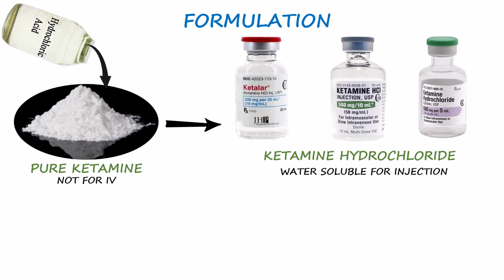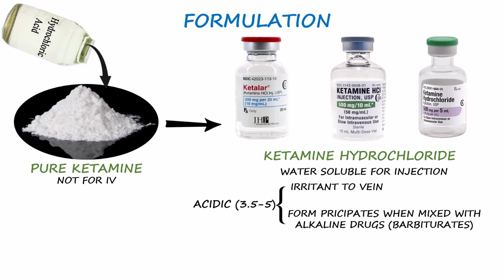Commercial ketamine preparations typically include benzethonium chloride as a preservative. This solution is usually acidic, with a pH between 3.5 and 5.5. Because of its acidity, rapid intravenous injection may cause irritation to veins, so a slow push over 30 to 60 seconds is recommended. It should also not be mixed in the same syringe with alkaline drugs such as barbiturates, as this may lead to precipitation.